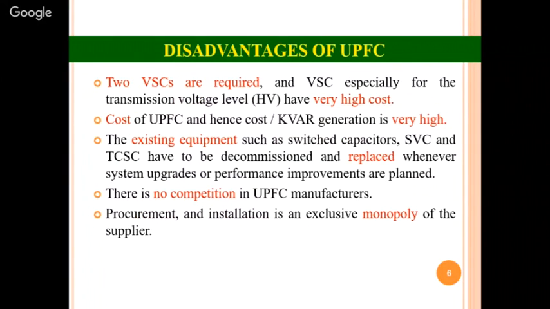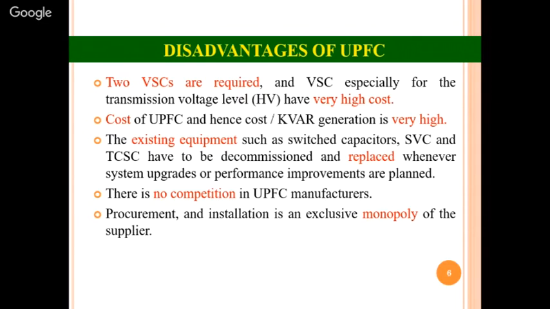But these, we were talking of the various advantages of UPFC. Now coming to the disadvantages of UPFC, because these disadvantages make the foundation for our controller, which we are going to discuss today, that is HPFC. The main disadvantage of UPFC is that two VSCs are required. Why? Because one is shunt and the other is series, and both of them require one voltage source converter. And especially for transmission voltage level, these have a very high cost. This is the main deterrent in the application of UPFC.